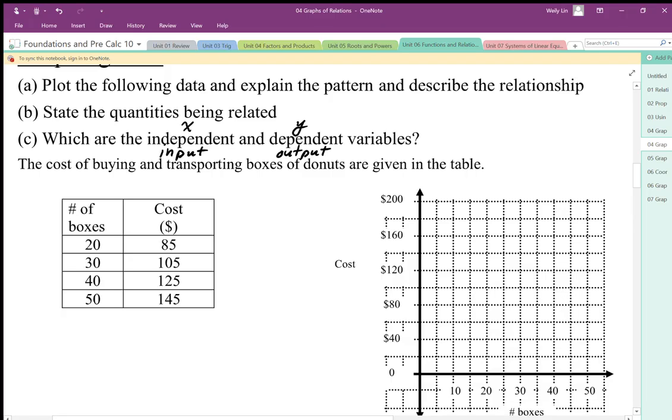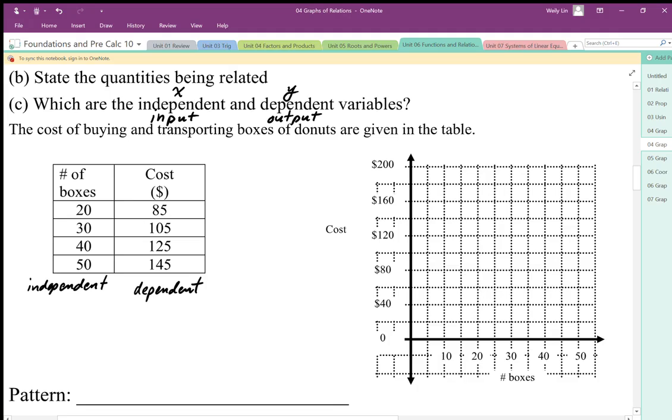When we talk about the dependent and independent, we should ask the question: does the number of boxes depend on the cost, or does the cost depend on the number of boxes? In this case, the cost depends on the number of boxes, so we should think of the cost as the dependent variable. In other words, this should be our y variable, or our output. That makes the number of boxes the independent, or the input. And we normally graph the independent variable along the x, or horizontal, and the dependent variable along the y.